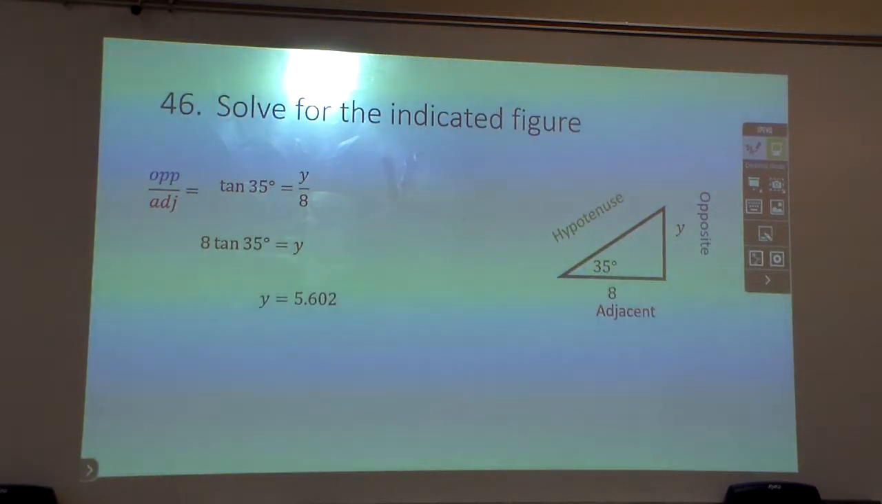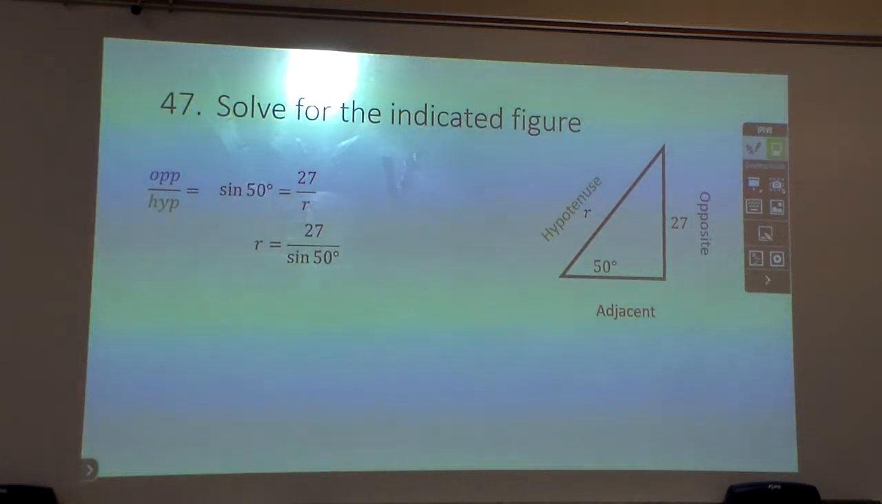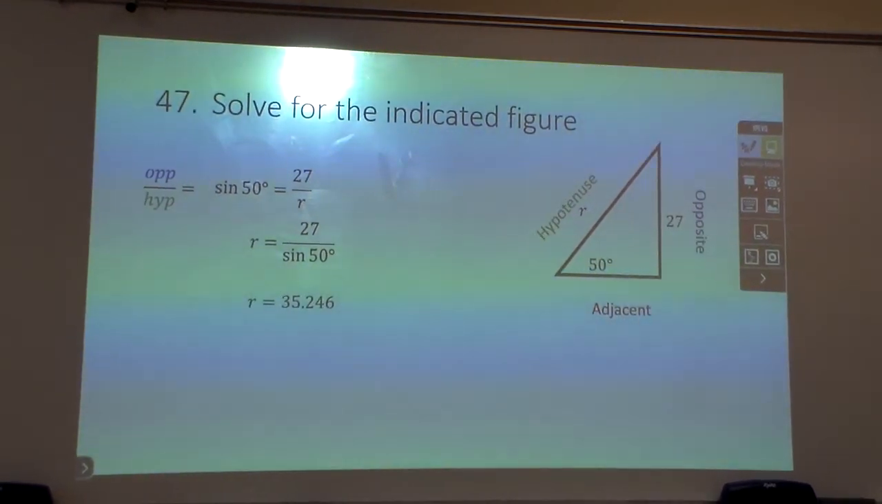I think there might be one more. I'll see here. Yeah, there is. 47. And notice this one is not one of those exact answers either, right? So I'm going to label my sides. What sides are given? The opposite and the hypotenuse, which is sine, and it's 27 over r, right? Well, once again, I can't solve in the denominator, so basically I end up doing that. So basically take 27 divided by the sine of 50, and you get 35.246. Okay? So that's what's really nice about those. You have those 5 like that on that part of the test.